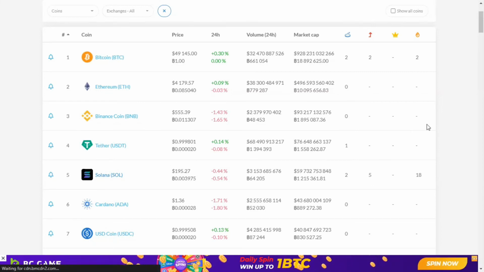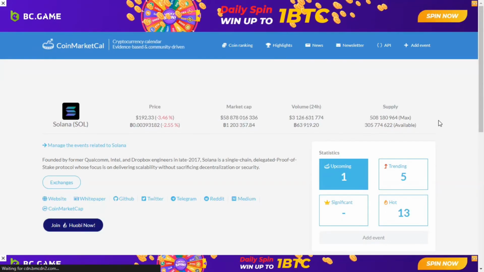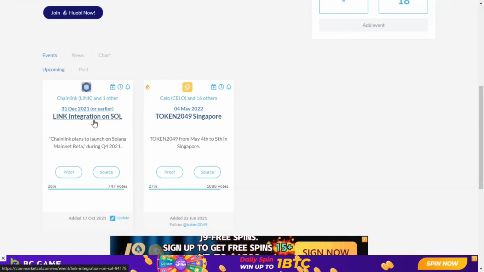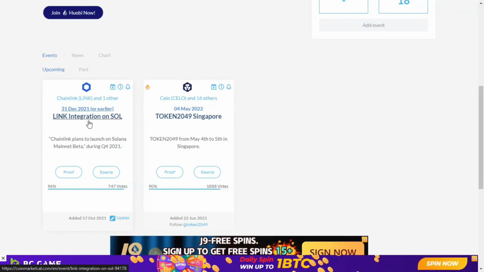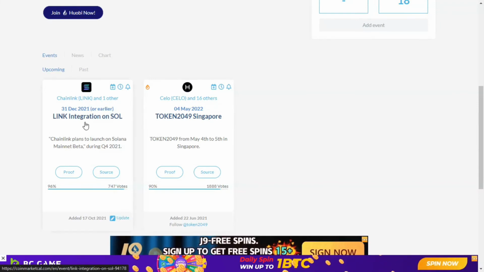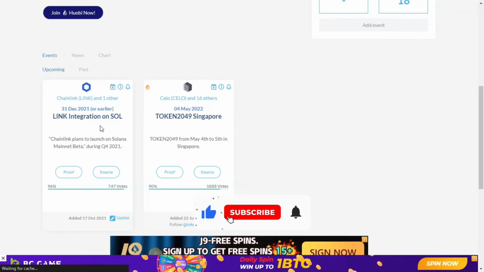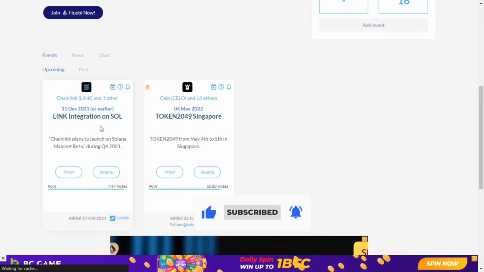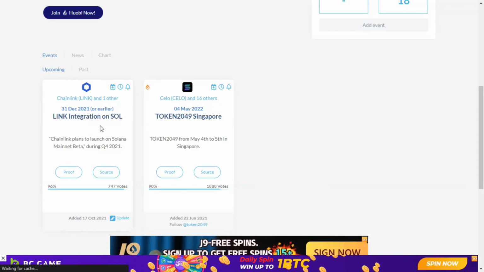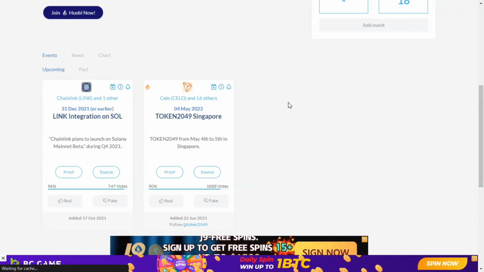If you go to Solana here, this website shows the next upcoming events for Solana, the news for this one particular coin. We have upcoming news on 31st December 2021. I think today the date is around 6th December, and on 31st December 2021 we have a Chainlink integration on SOL. Chainlink is to launch on Solana mainnet beta during the fourth quarter of 2021. So technically this can be positive news for Solana in the upcoming days. That's what I'm thinking about right here.